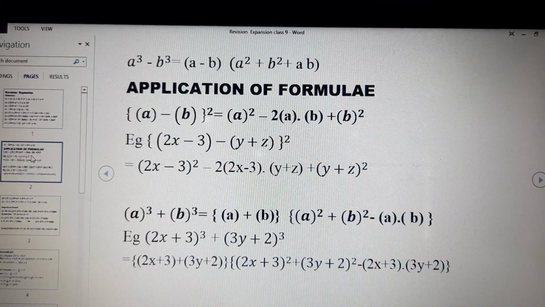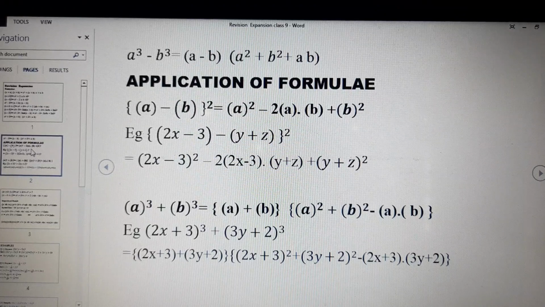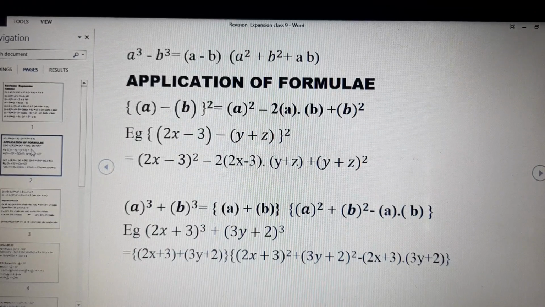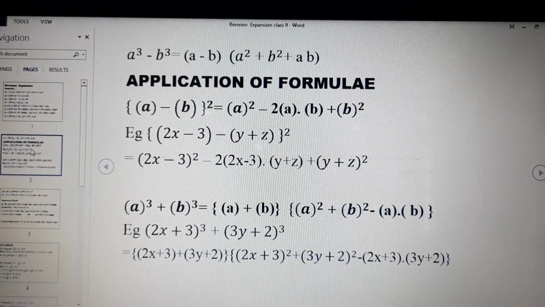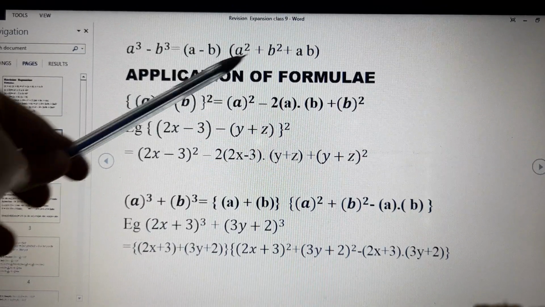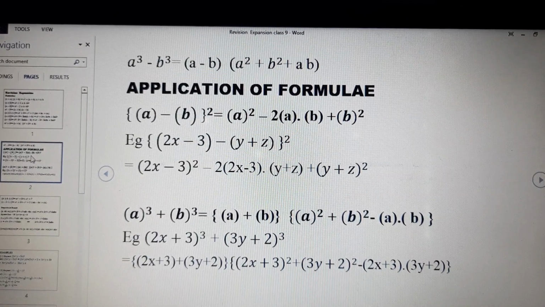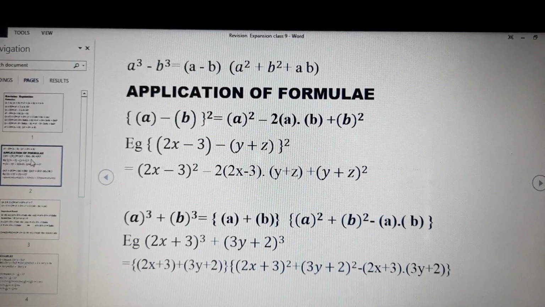Moving on to the next formula. It is a cube minus b cube. As this is the formula for a cube minus b cube, the first bracket will contain a negative sign, a minus b, and the second bracket a square plus b square, squares will be positive, plus ab. ab will contain a positive sign, because in the first bracket we have already used a negative sign. So in the second bracket ab will contain a positive sign. Clear? You need to understand, I have written an application of the formula here.